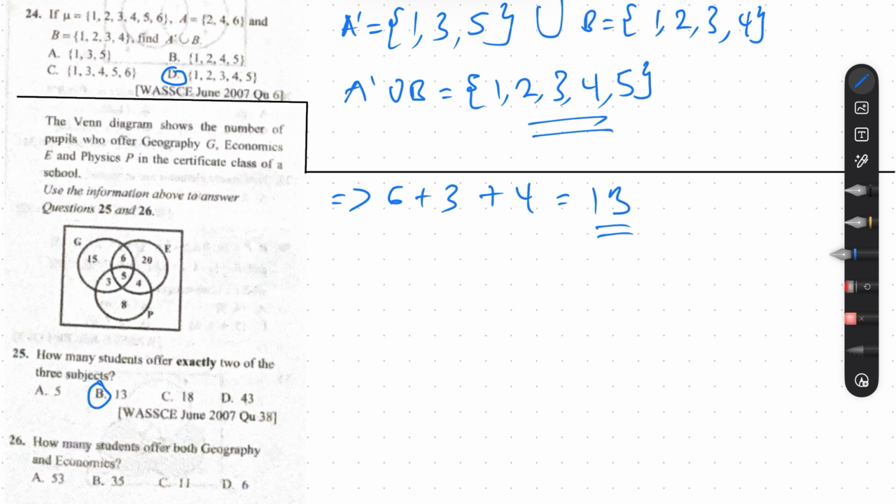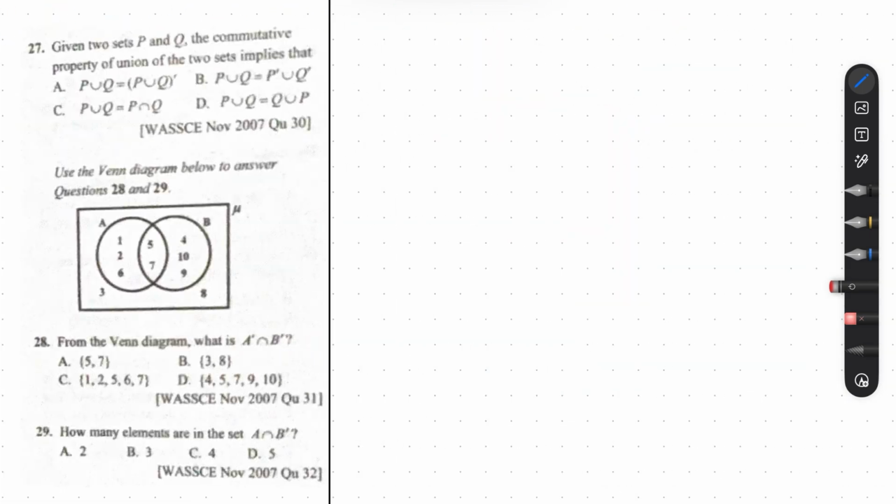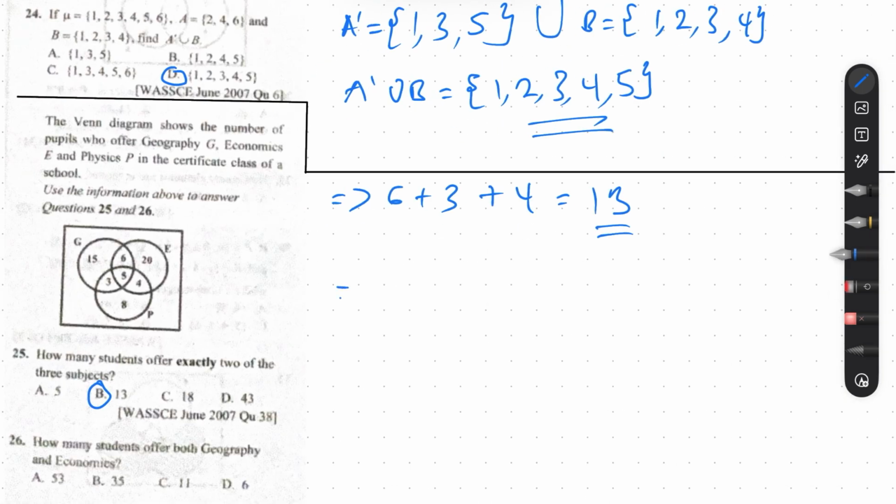It says, how many students offer both geography and economics? What that means is the students that offer geography and economics, that will be what? This region right here. So that will be 6 plus 5, right? 6 plus 5, which is what? 11. So our answer is C.